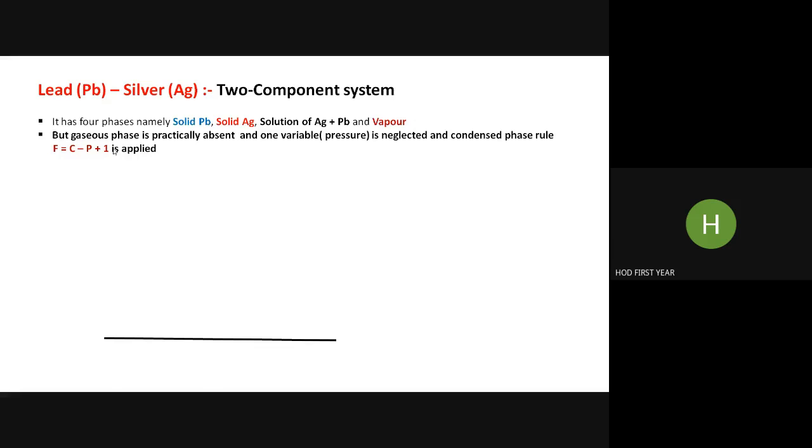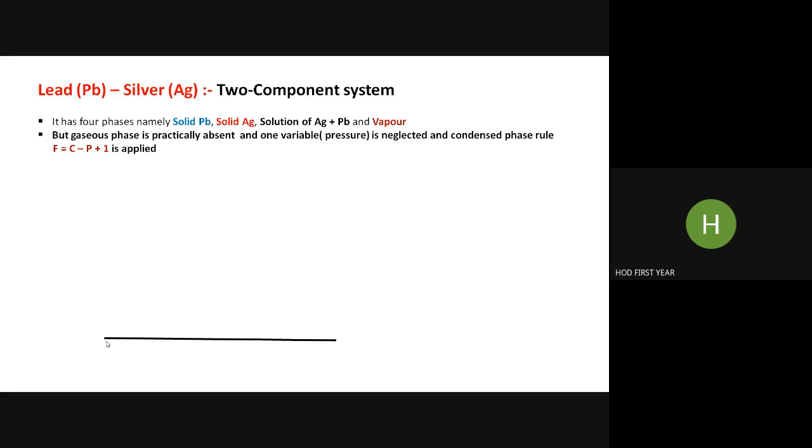This is the important point. In the case of the water system, which is a one component system, the law is F = C minus P plus 2. But when we apply it to a two component system, like the lead silver system, copper zinc meaning brass or bronze, or maybe a steel system, the rule should be C minus P plus 1 only, so you don't make mistakes. We should identify the difference between these two laws.